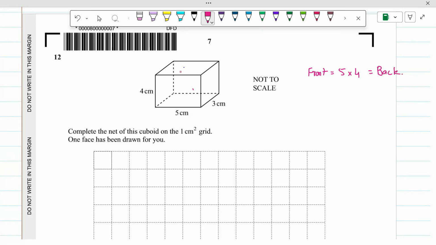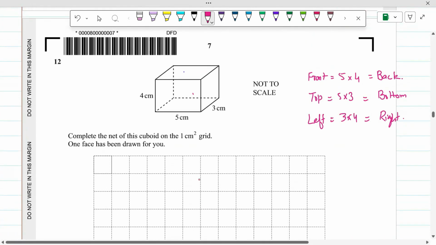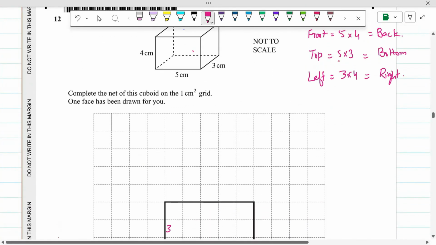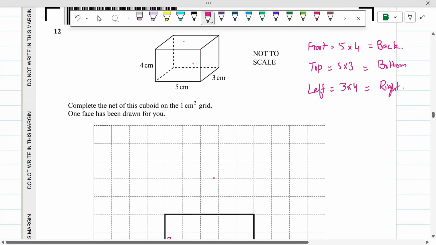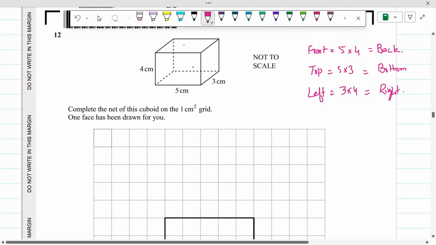Now, top and bottom are 5 times 3. So top, which is 5 times 3, is equal to the bottom. And left, which is 3 times 4, left surface is 3 times 4, which is also the right surface. Okay, we already have the 5 times 3, which is the top. And above the top, there will be the back, which will be 5 times 4.